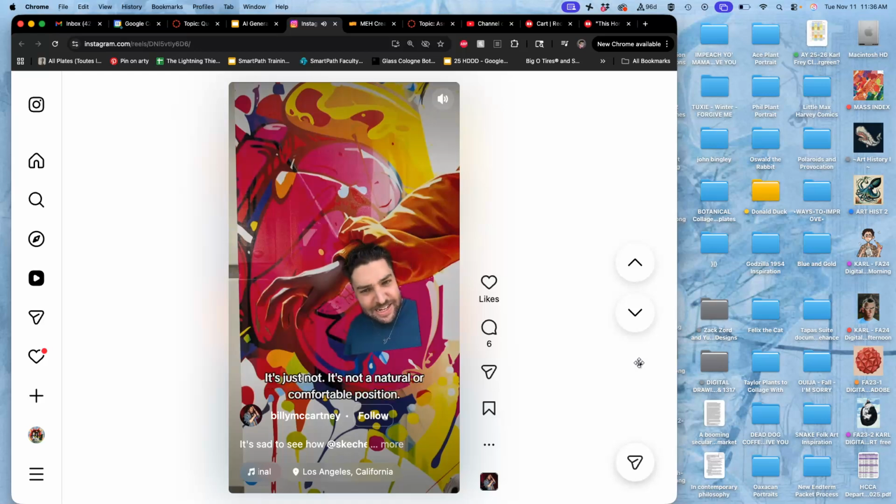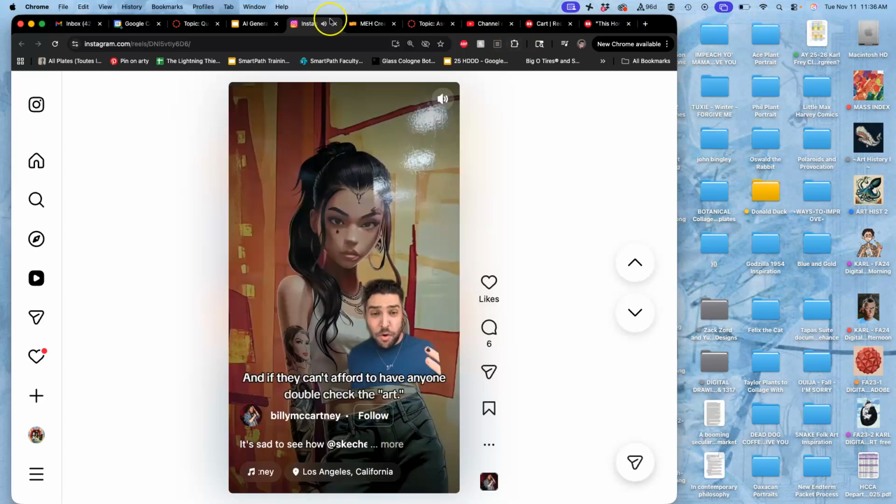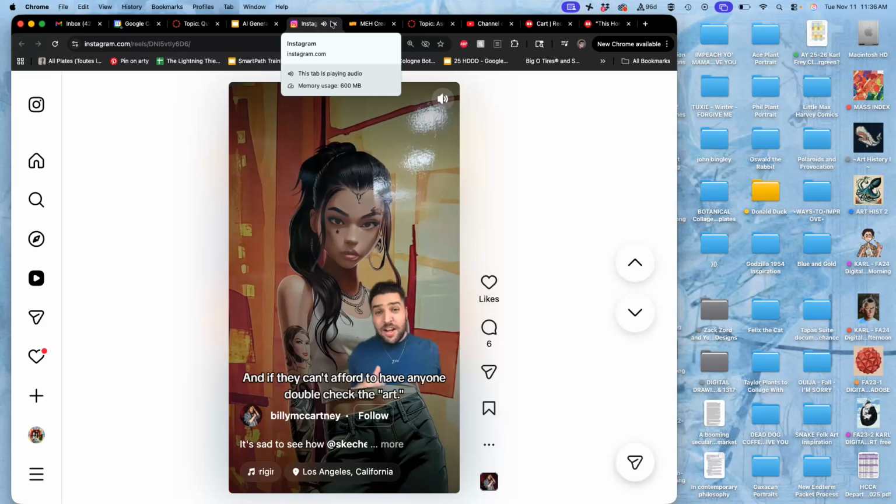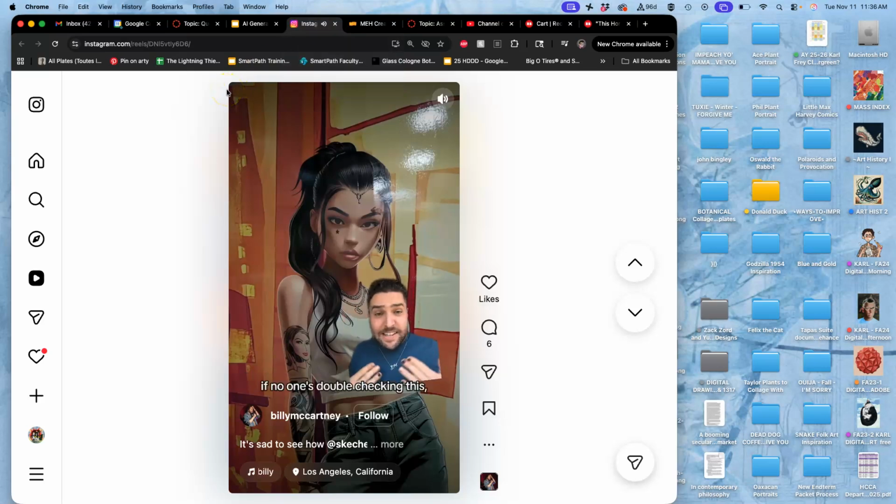It's just not a natural or comfortable position. Oh, guys, they're out of money. They don't have any money. And if they can't afford to have anyone double check the art, I mean, art in quotes, you know, it's generated, but if no one's double checking this, is anyone checking the shoes? Are the shoes any good?